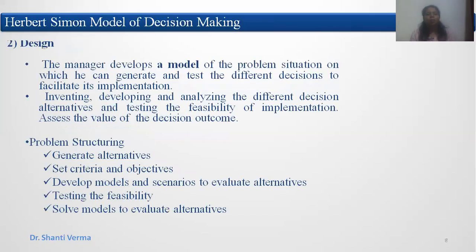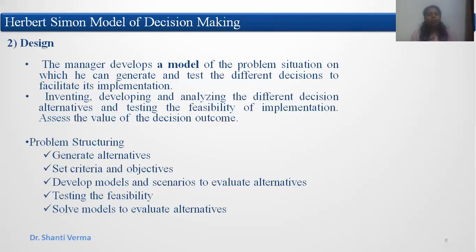The next step of the Herbert Simon model of decision making is design. The manager develops a model of the problem situation on which he can generate and test the different decisions to facilitate its implementation. Inventing, developing, and analyzing the different decision alternatives, testing the feasibility of implementation, and assessing the value of the decision outcome. All these steps are involved in the design process of decision making.